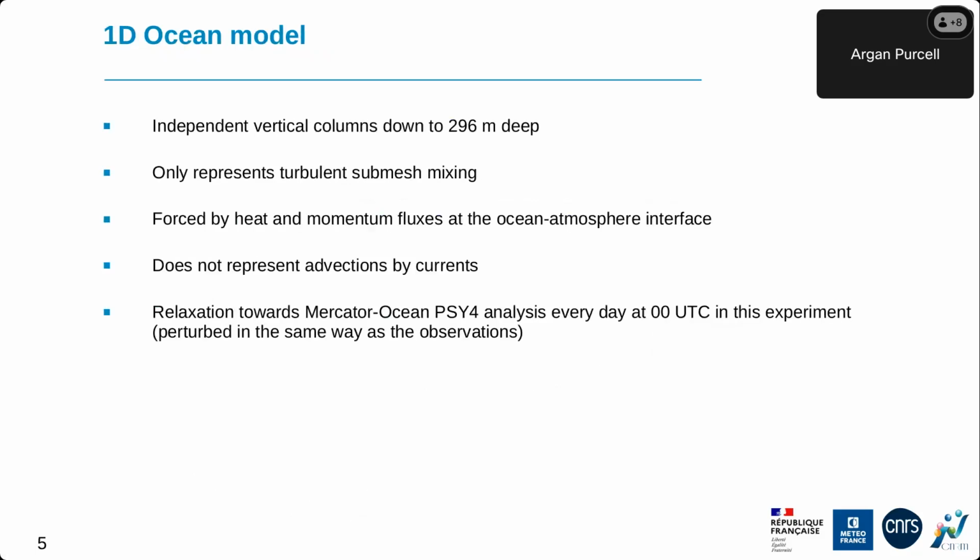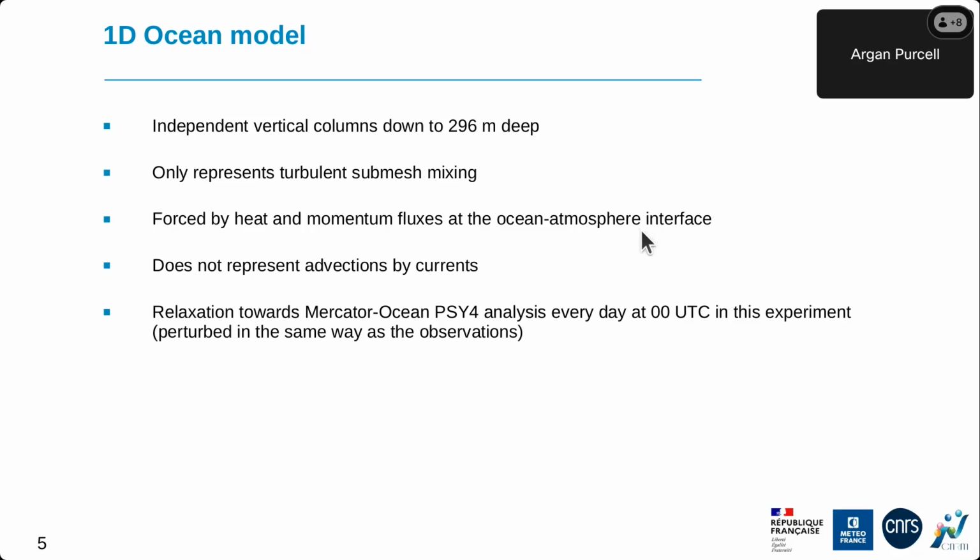This ocean model is actually very simple. It's composed of independent vertical columns that don't go to the bottom of the ocean, as the aim is only to model the ocean mixing layer. The model only represents the turbulent sub-mesh mixing and is only forced at the interface, at the surface, by the heat and momentum fluxes. So the model cannot represent the advection by the currents. In this experiment, we did a relaxation towards another ocean model, more complex and more complete, from Mercator, called PSY4, every day at 0 UTC. And this relaxation was perturbed in the same way as the observations.